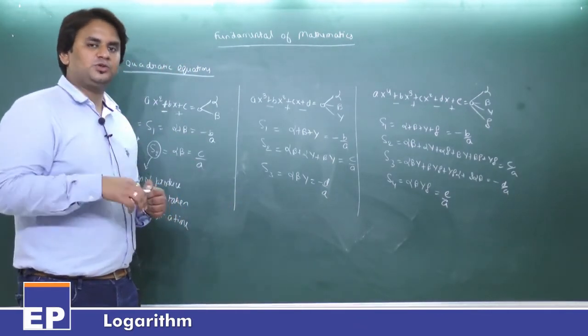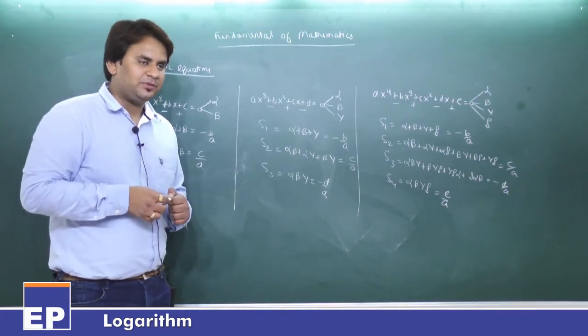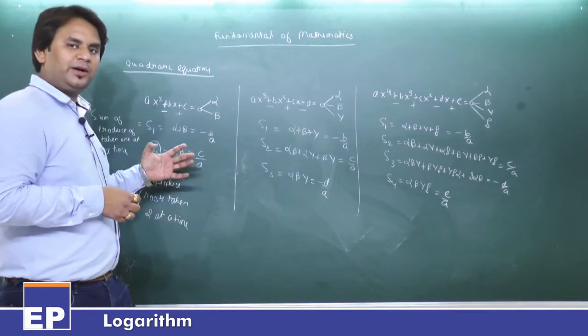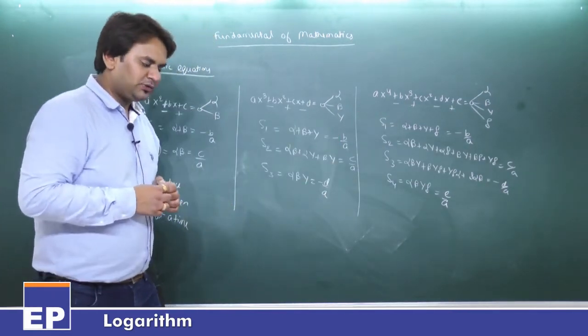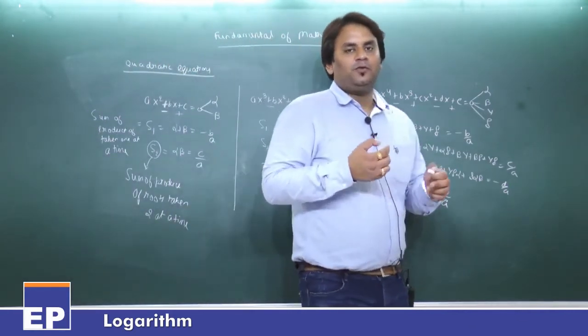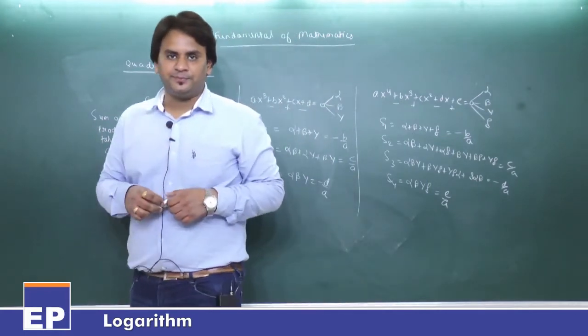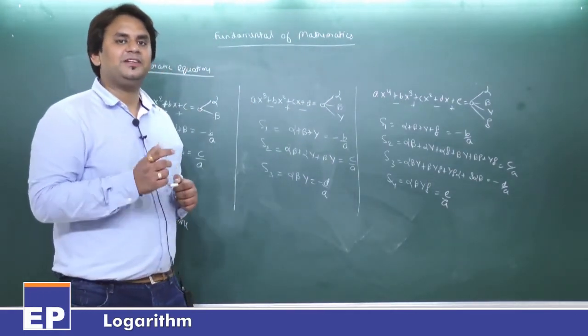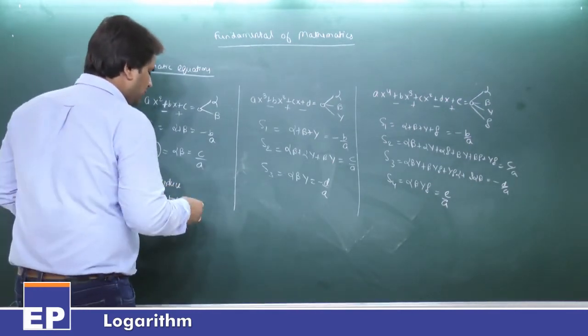S1, sum of the roots, product of the roots, sum of the product of the roots taken 2 at a time and 3 at a time. This is the process. This is the example of quadratic, this is the example of cubic, and this is the example of biquadratic. Suppose someone asks the vice versa thing. Vice versa means someone gives the sum of the roots and the product of the roots, and asks you to find the quadratic equation. Sometimes it has been asked that S1 is given.